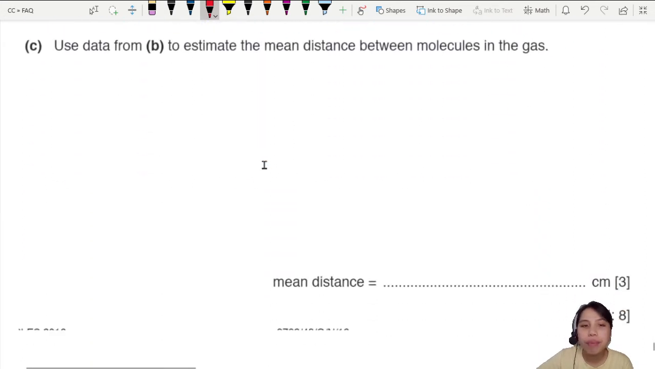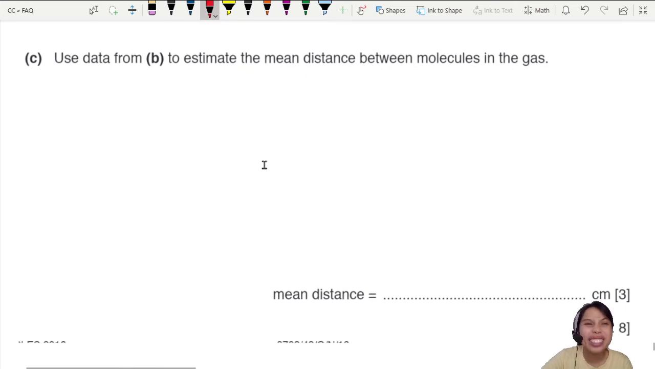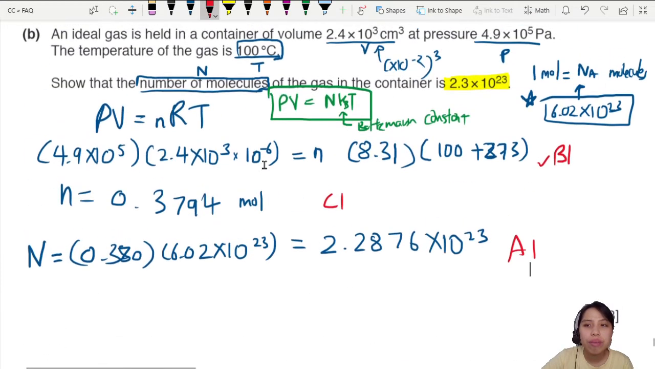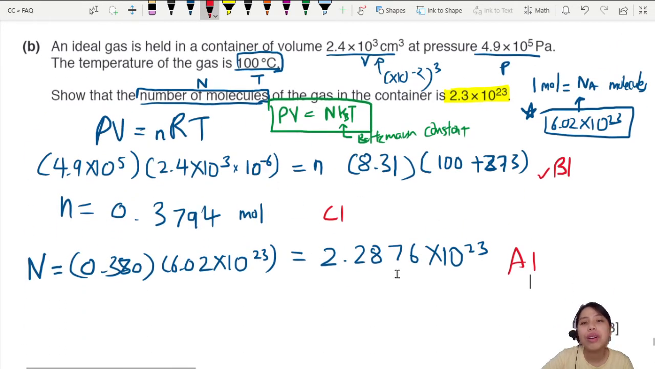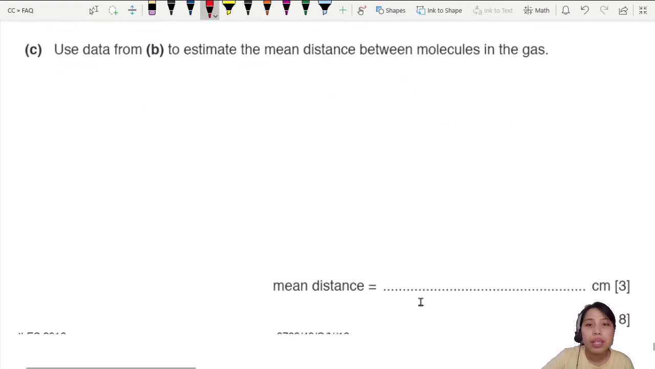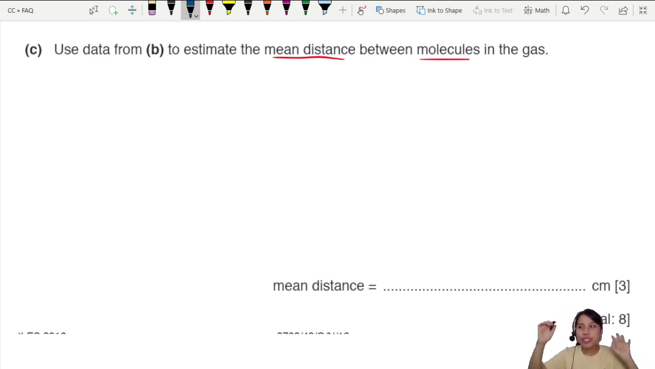Okay, let's go to part C. This is where things get weird. Use the data from B. What was the data from B? Number of molecules in the container. All right, 2.28. Okay. To calculate the mean distance between molecules in the gas. What? Okay, let's slow down a bit and think.